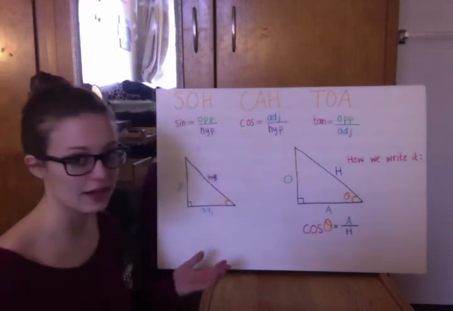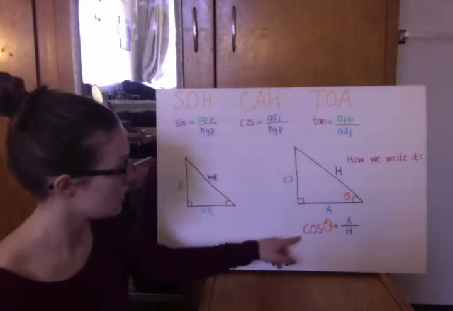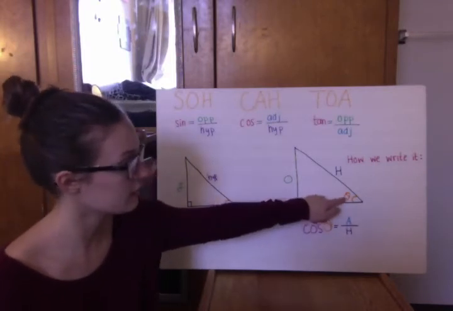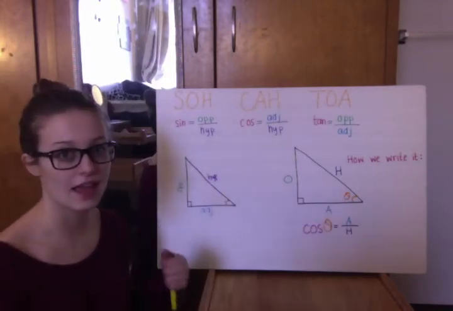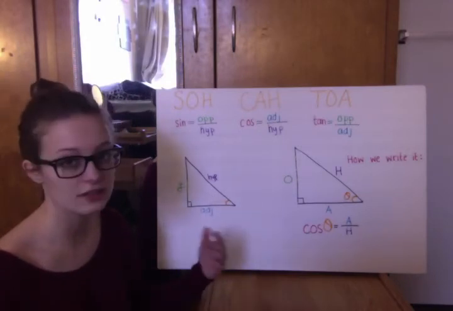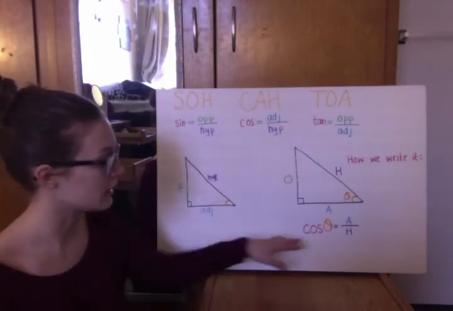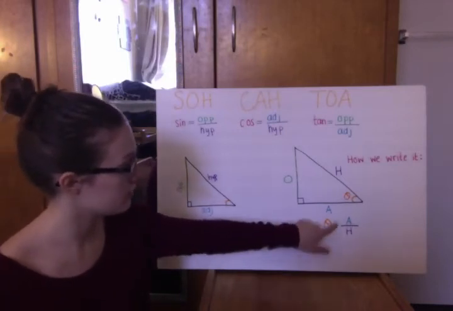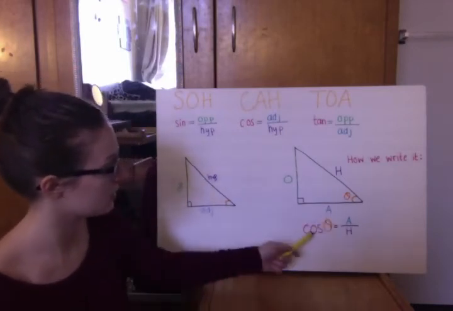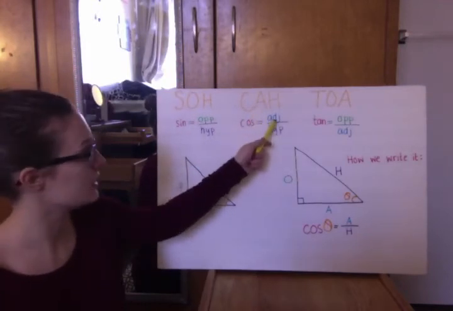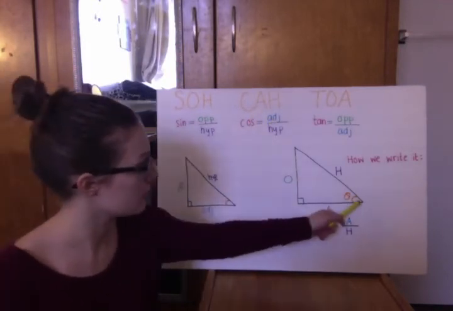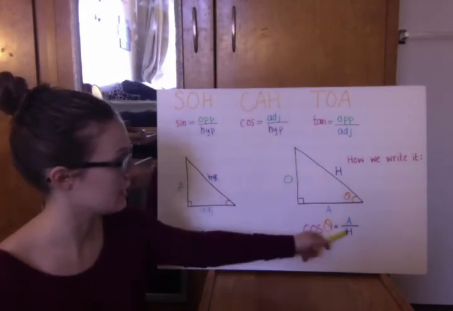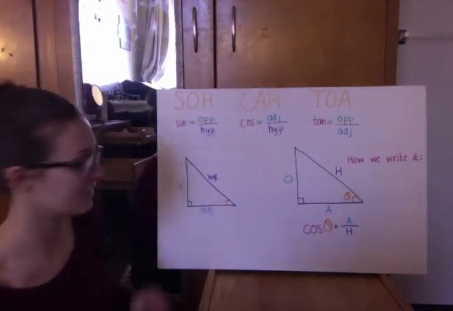Okay, so how do we write it? I would ask you a question such as, what is the cosine of theta? Theta is this angle here. Theta just replaces any degree. It could be 30 degrees, 45 degrees, any degree. It's just a symbol to replace a degree. So the cosine of theta equals what? Well, cosine is CAH, which is adjacent over hypotenuse. So we go adjacent, which is A, all over hypotenuse, which is H. So that's what the cosine of theta equals.